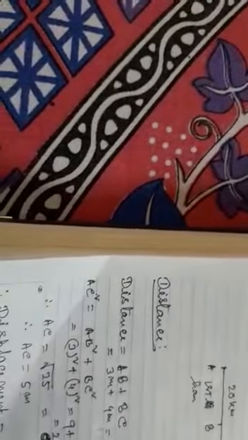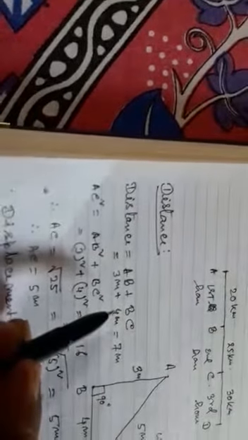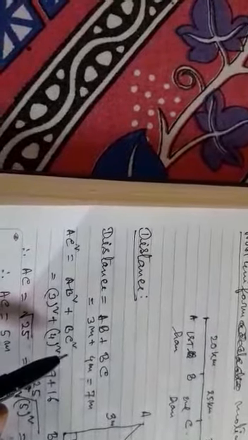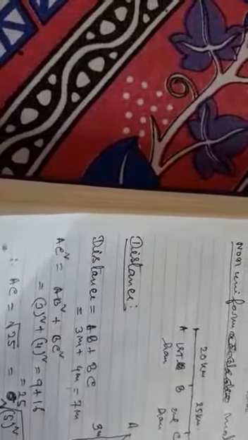Now, I'll tell about distance and displacement. Distance means the length covered by a moving object is called distance, and the shortest distance between the initial point and final point is called displacement. So you see A, B, C, an ant is moving this distance from A to B.